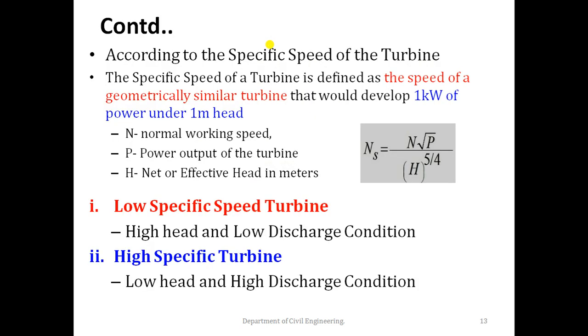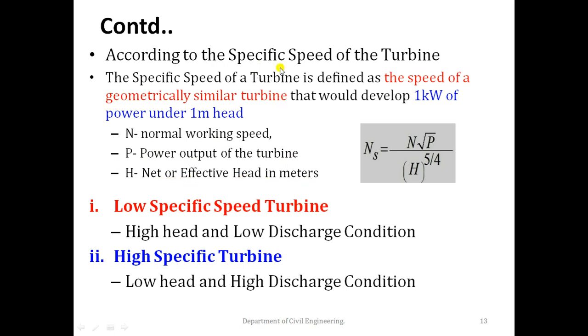Now the last classification is according to the specific speed of the turbine. So the specific speed of the turbine is defined as the speed of a geometrically similar turbine that would develop 1 kilowatt of power under 1 meter head. The specific speed of the turbine is given by the formula Ns equals N into root P divided by H raised to 5 by 4, where N is the normal working speed, P is the power output of the turbine, and H is the net or effective head in meters.